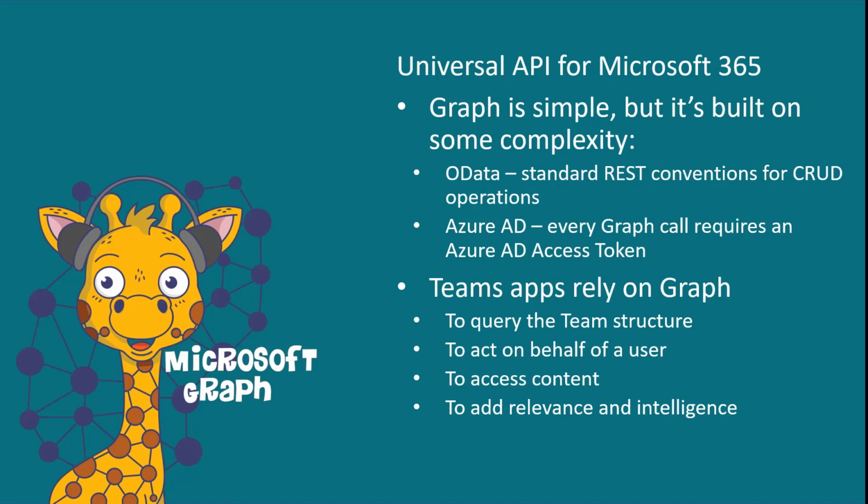And it's great that the graph is consistent with that, so it works with various tools and is just familiar across all the different workloads. The other complexity, and the greater of the two for sure, is Azure AD. Every graph call requires an Azure AD access token to prove that the application and the user have permission to do whatever your graph call is asking. So that really is the main topic of today's talk, is how to deal with Azure AD and Teams to get that access token and call the graph.